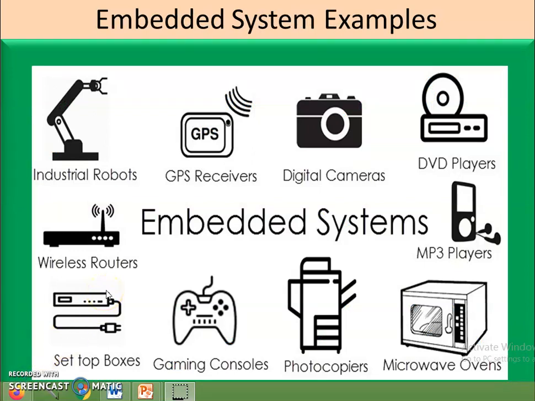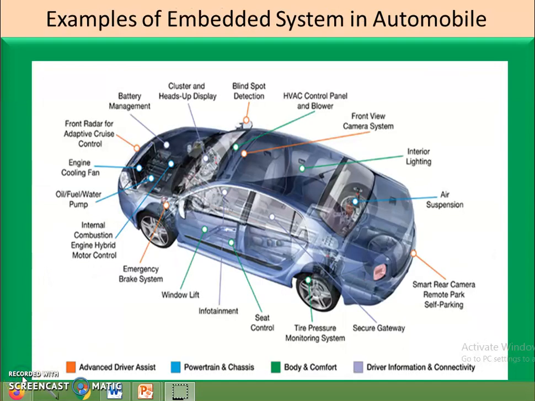Some real-life applications of embedded systems are as follows. It is used in consumer electronics, household appliances like washing machine, microwave oven, air conditioner, medical equipment, industrial applications, aerospace, communication, and so on. Examples of embedded systems in automobiles are fuel injection systems, anti-lock braking system, music and entertainment system, and controls for air conditioner.